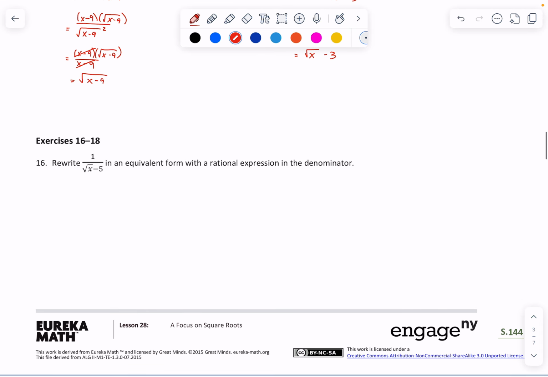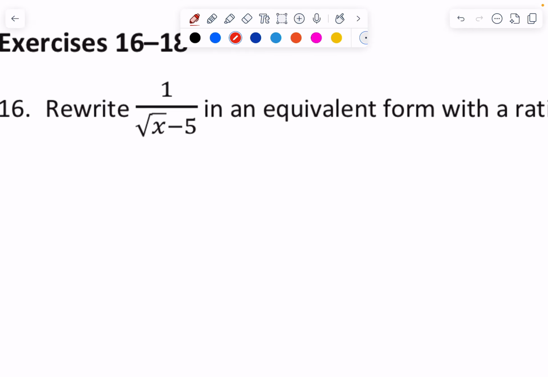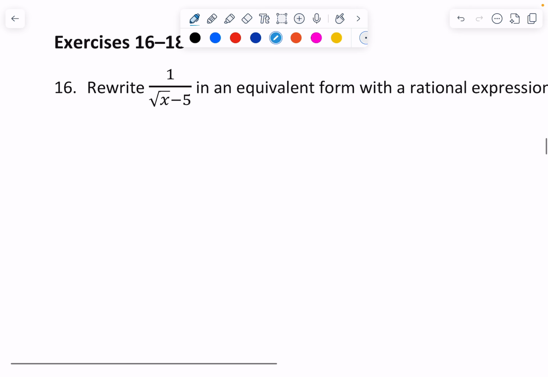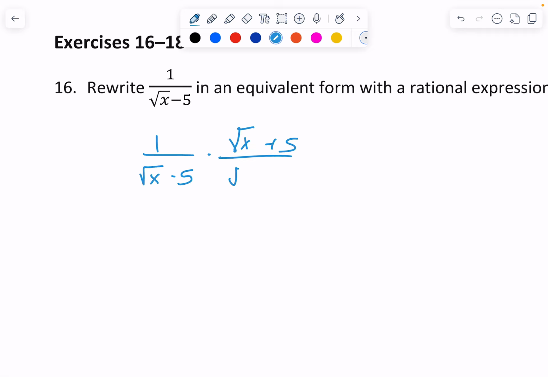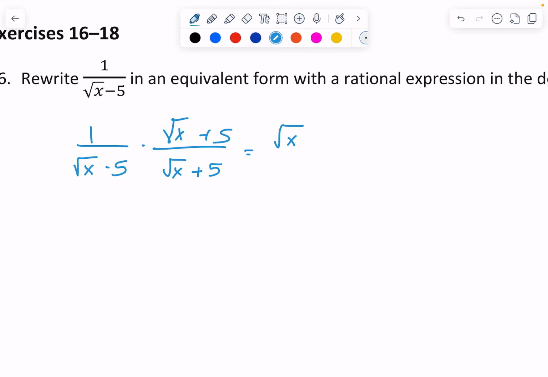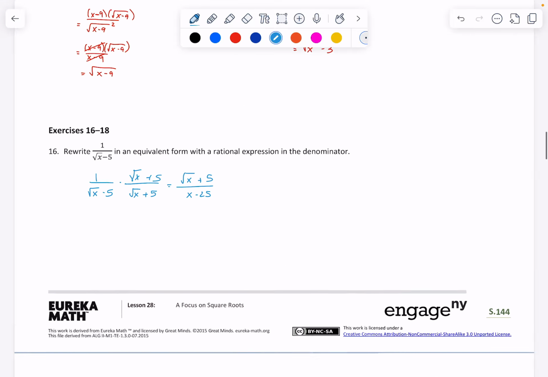Rewrite this fraction in an equivalent form with a rational expression in the denominator. So, in other words, rationalize the denominator. So I have 1 over root x minus 5. I need to multiply by the conjugate, since there's two terms and only one of them has a radical. In the numerator, I'd have root x plus 5, and the denominator x minus 25. And that's all you would do there.